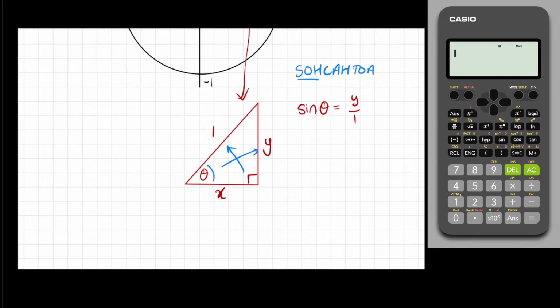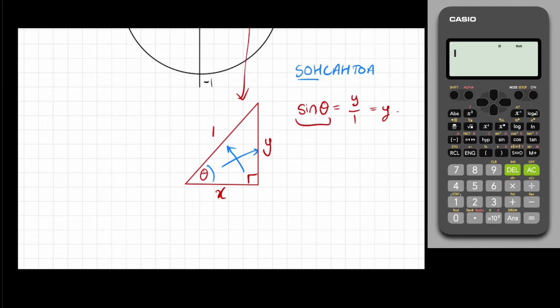And what is y divided by 1 equal to? Well, that's just equal to y. So basically, if I've got a triangle whose hypotenuse is 1, whatever the opposite side is equal to is exactly what sine is equal to. So sine of my angle is exactly equal to whatever that length is. This is really useful for us to know when it comes to the exact values, which we're going to look at in a moment.